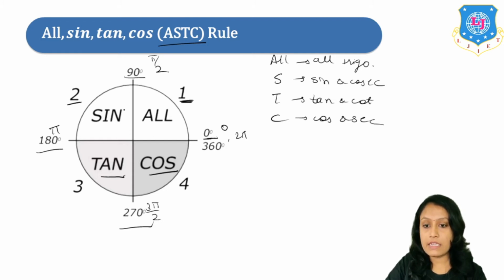Now here S is written, so it means that sine and cosec are positive in this second quadrant. All other trigonometric functions are negative. In the third quadrant tan and cot functions are positive, and all other functions are negative. And in the fourth quadrant cos and sec are positive, and all other functions are negative. So we'll remember this and solve a few examples.